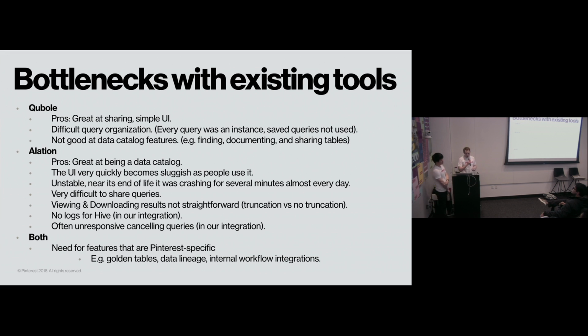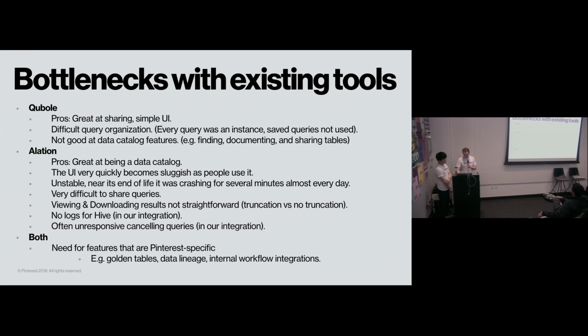Another example is integrating data lineage. Even though Alation does provide support for data lineage, we hadn't been able to integrate it into our systems after several months of the product's existence. Another example is integrating with our internal workflow systems, for example showing which query generated a given table. Of course, as an internal solution, we are able to do that more easily than by integrating with a third party.